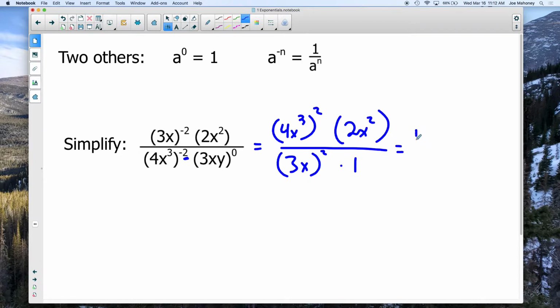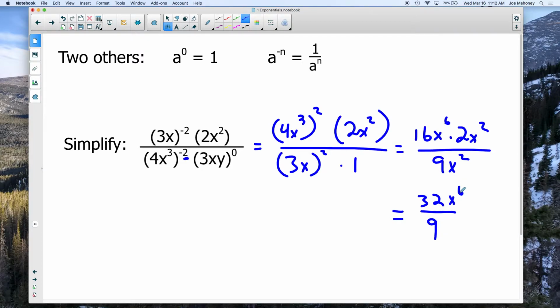So let's see, where does this leave us? This leaves us at 16x to the 6th times 2x squared. And on the bottom, I'm going to get 3x to the 2nd power, which is 9x squared. So if I simplify this a little bit, 16 times 2 is 32. Maybe the best I can do is 32 over 9, and it looks like my x squareds cancel, so I have an x to the 6th in my numerator. So we can leave it like that. That's about the best we can do with it there.